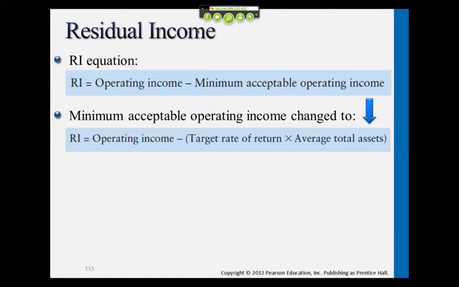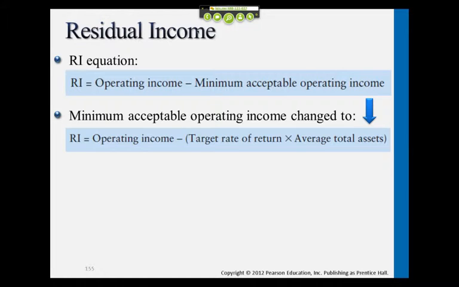Okay, that's great, but let's look at the RI equation. What is it saying to us? The RI is operating income less minimum acceptable operating income. Just to understand what this minimum acceptable operating income is, we dragged out the residual income formula, and it's operating income minus targeted rate of return multiplied by the average total assets, right?